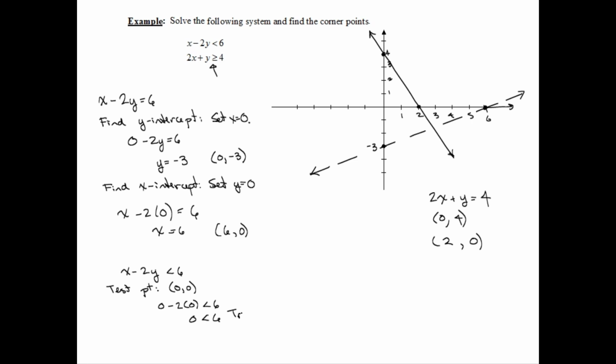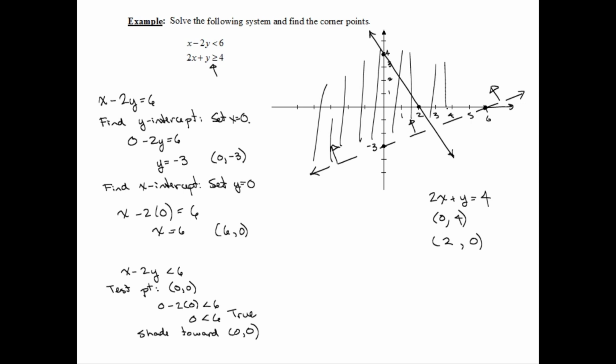This gives me a true statement, which means I'm going to shade the half that contains the origin. We can think of shading toward the point 0, 0. So here's my 0, 0. So that means I'm going to shade this way. Sometimes I'll just do it with arrows. And when you get a whole bunch of them, you'll probably find this helpful to you. Or if you want, you can just shade the whole thing. You just want to make sure you don't get your shading confused with all your other lines.